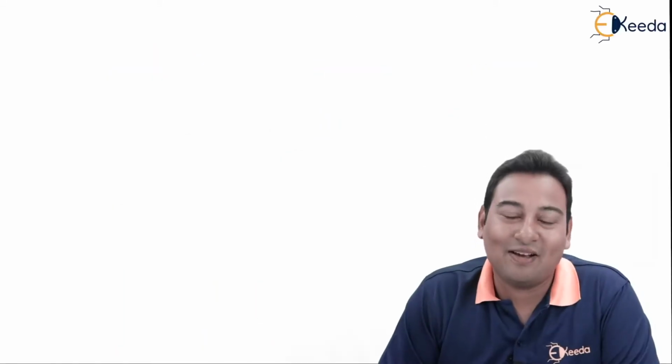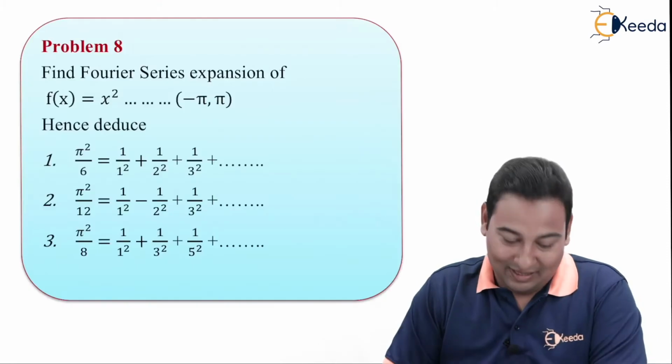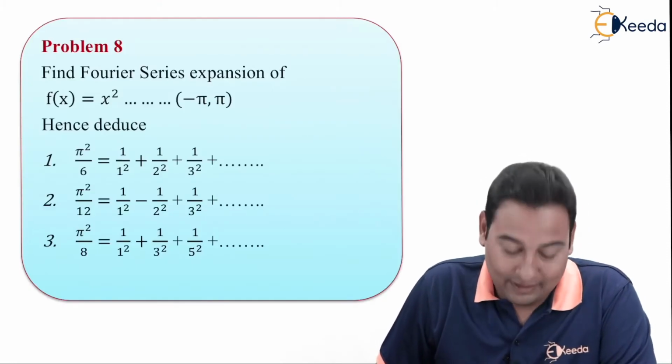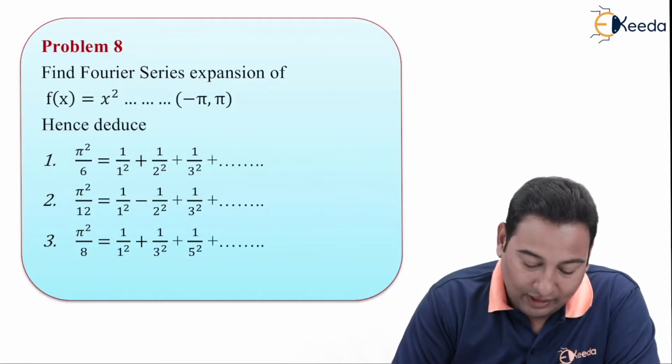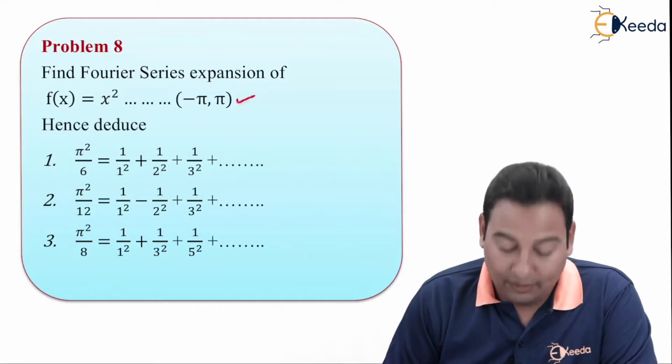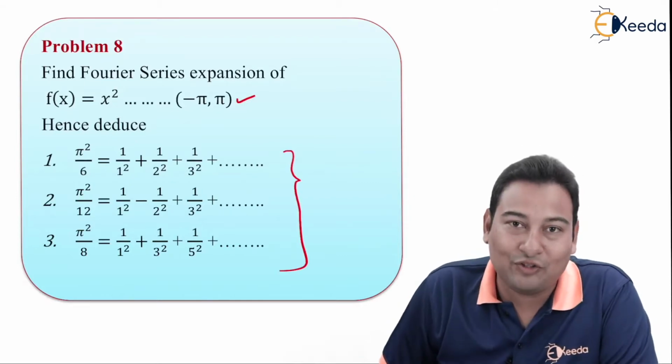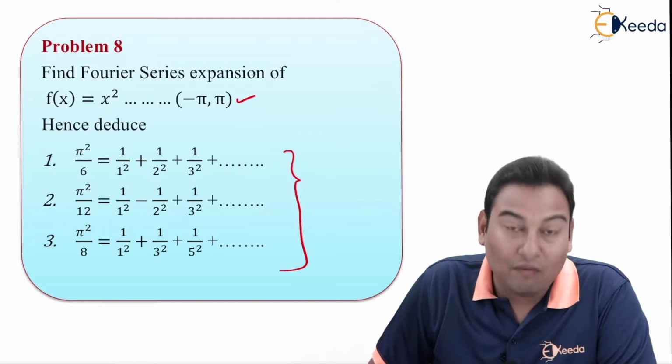Welcome back friends. Let's have a look at the given problem. Find the Fourier series expansion of f of x is equal to x square in the interval minus pi to pi, and we need to deduce. Three deductions are given to us. Let's start solving the problem.